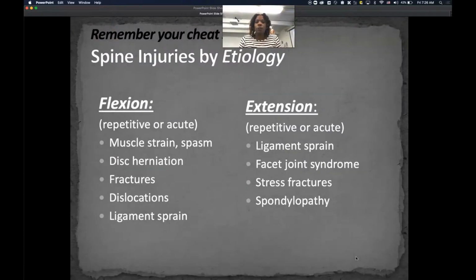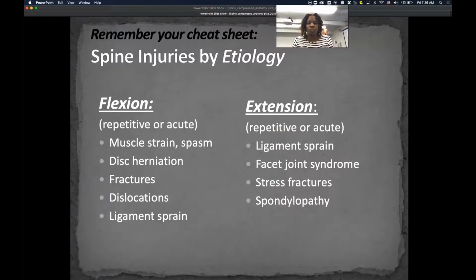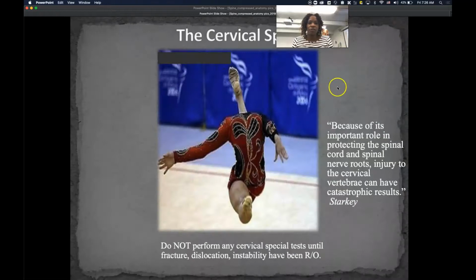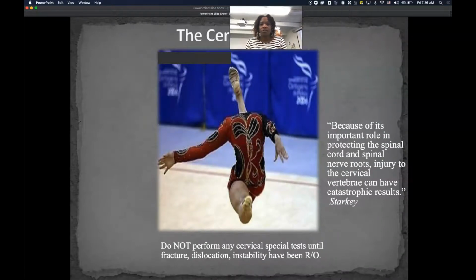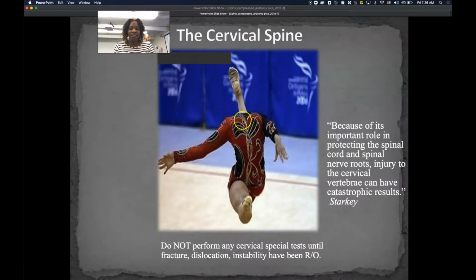Okay, so remember your cheat sheet. These are spine injuries by motion, right, or by etiology. So let's go ahead and move on to the cervical spine. The cervical spine, as you can see it here, but where is it? Okay, so we were thinking about annulus, the anterior longitudinal ligament and the posterior longitudinal ligament. My goodness, right? You can see that this person has neither of those.